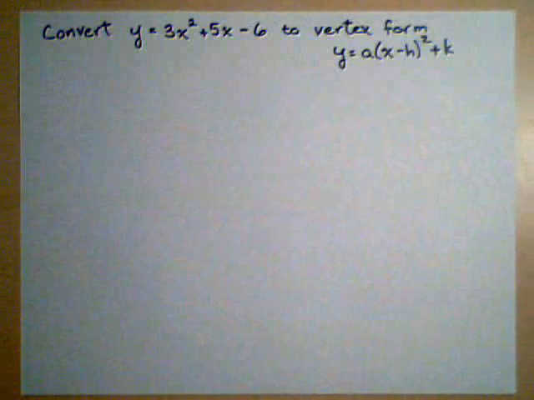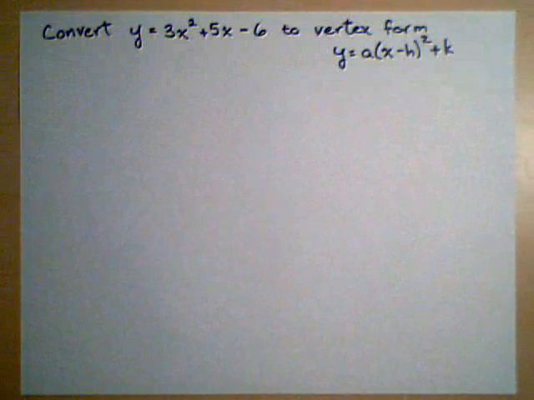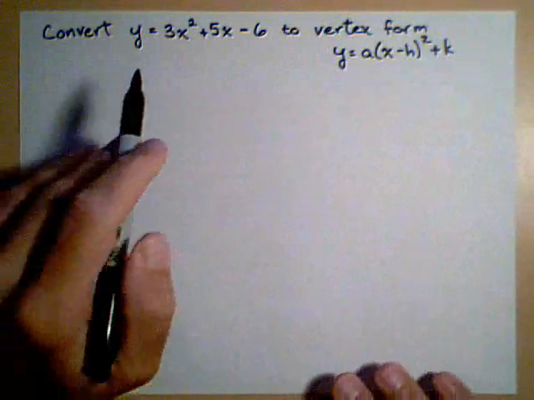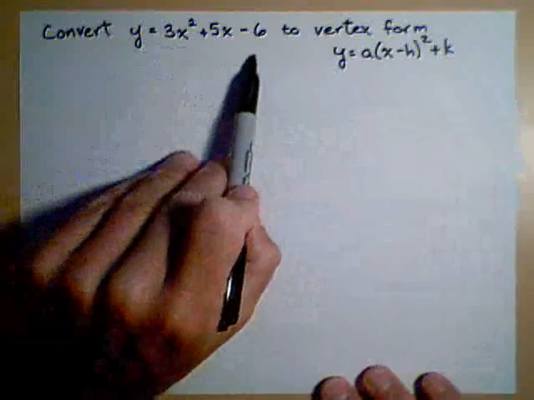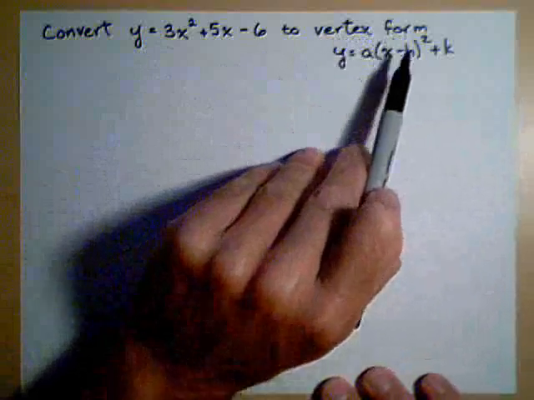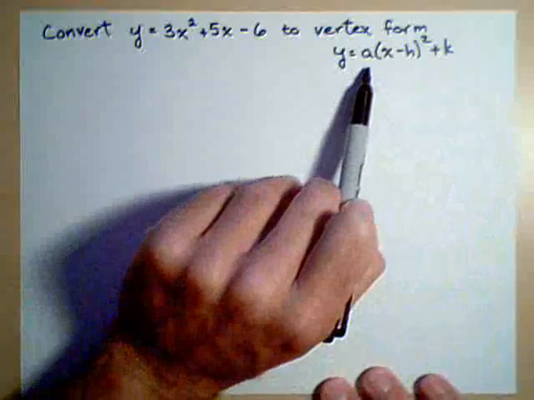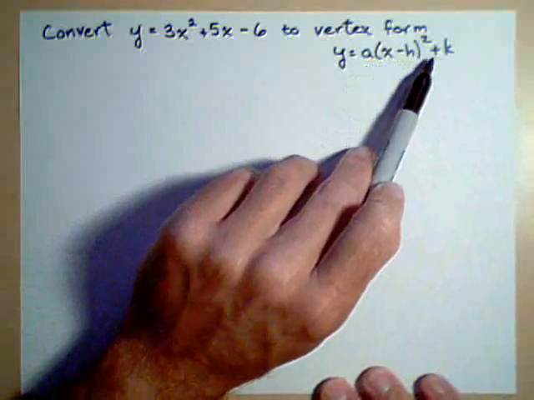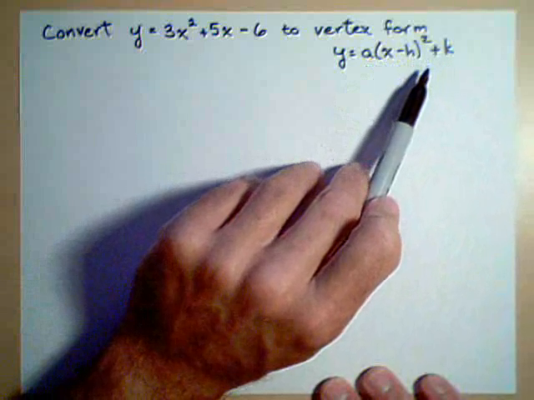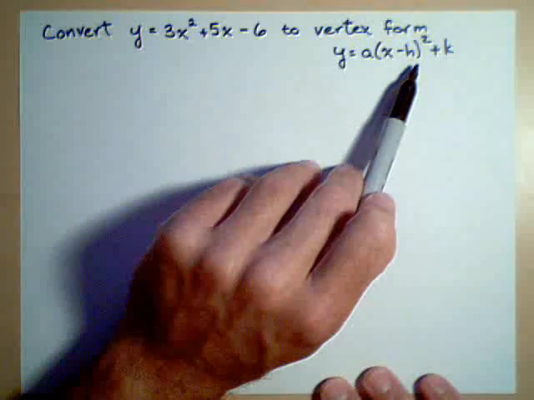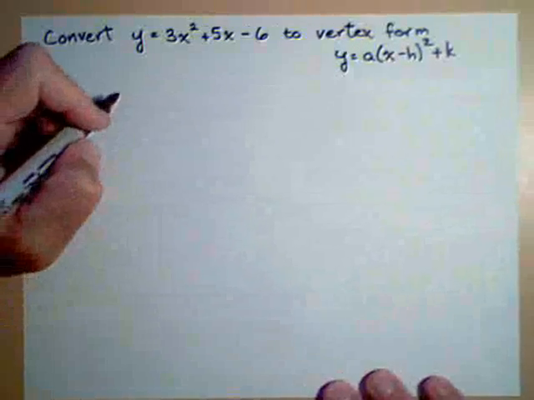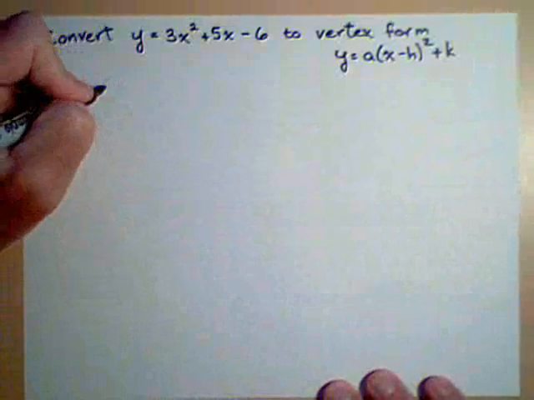In this video, we're going to look at a little bit more difficult example of converting a quadratic in general form to what is known as vertex form, or the standard form, a times the quantity x minus h squared plus k. And then we'll talk about identifying the vertex from there. We're going to use a technique called completing the square.